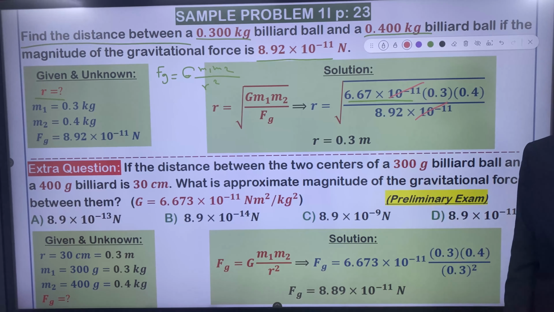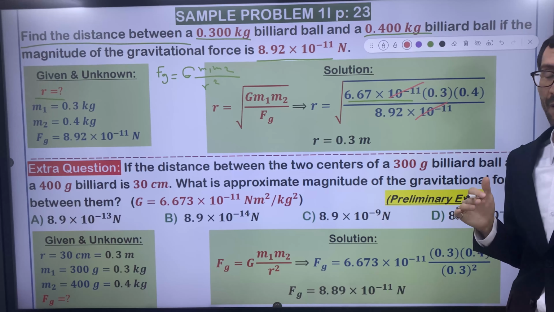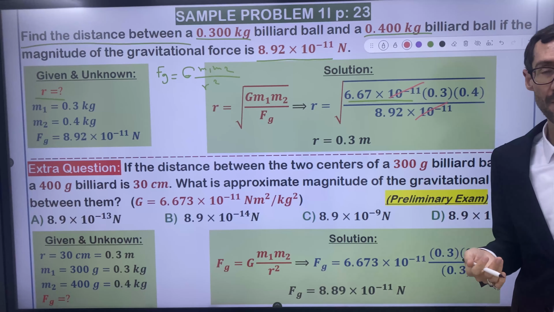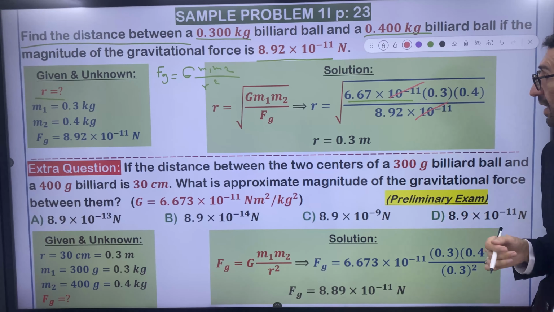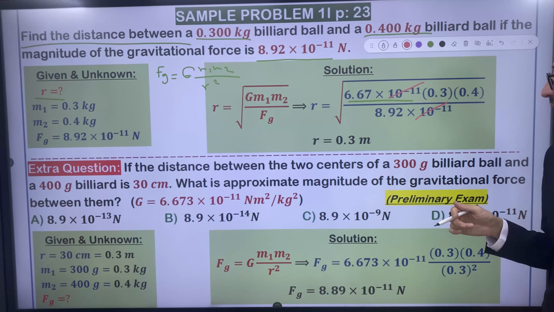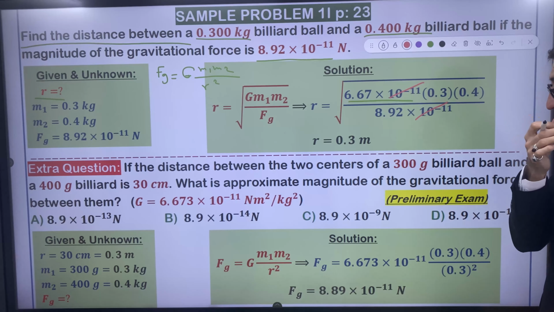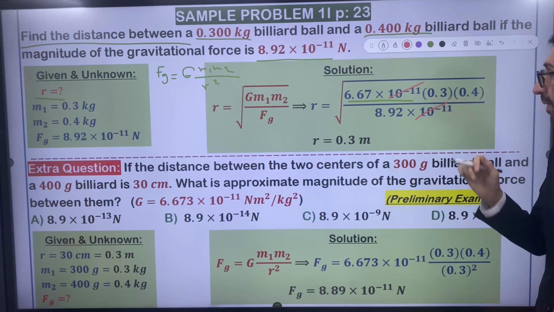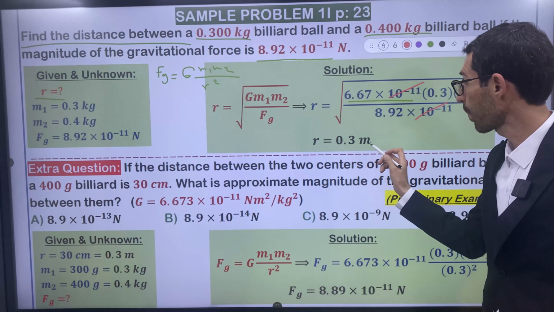Because you use a calculator, no problem, but this is my note. If there is any simplification, I want you to simplify them. If you observe these numbers, it saves your time, not to kill the time, actually. You can simplify the similar values, and R is equal to 0.3 meters.